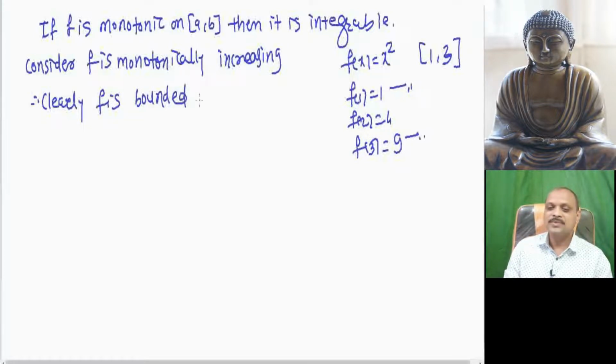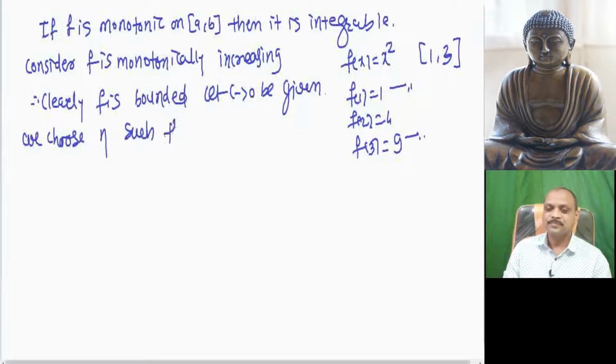And let epsilon greater than 0 be given. Now again, as in the previous theorem, we choose eta such that eta is less than epsilon divided by f of b minus f of a plus 1, like this. Okay, we can choose this eta.